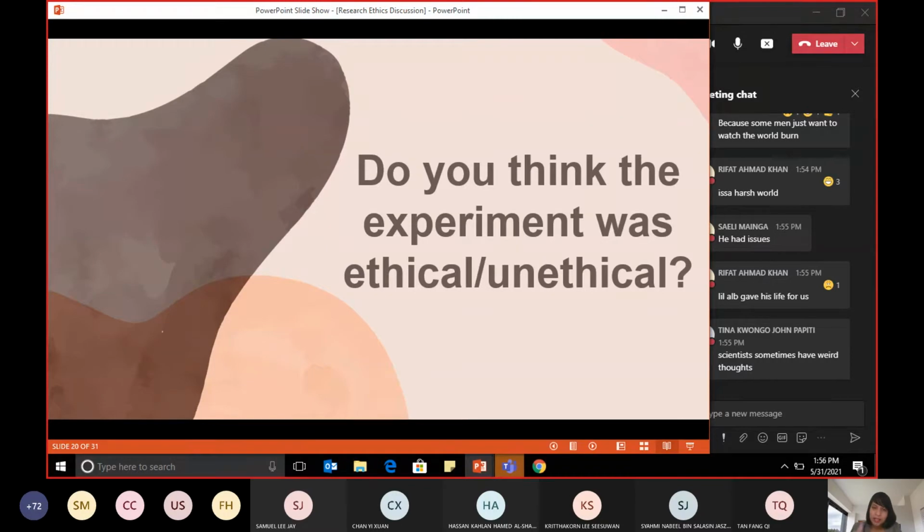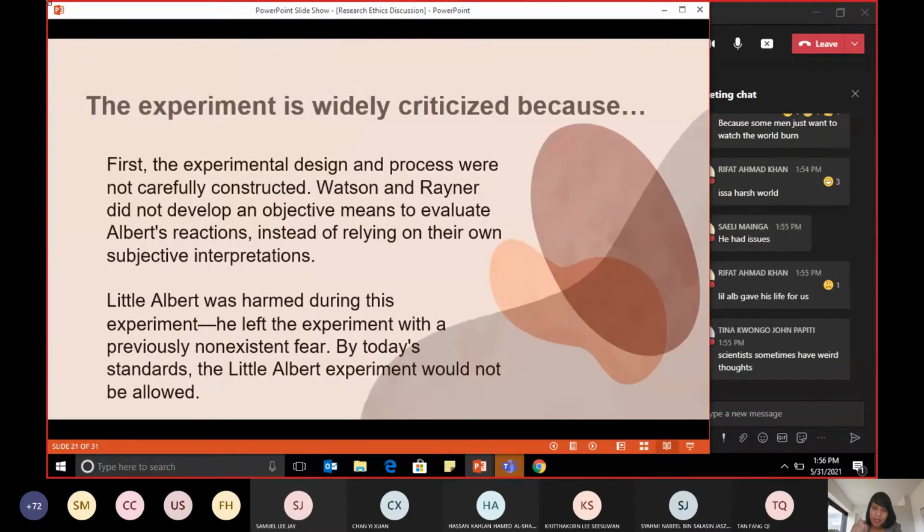Another experiment came before that. I would like to share with you the criticism. The experimental design and process were not carefully constructed. Of course, it was not carefully constructed. They should have known what the outcomes and effects would be. Instead, they just conducted the study without considering what would happen to Albert.